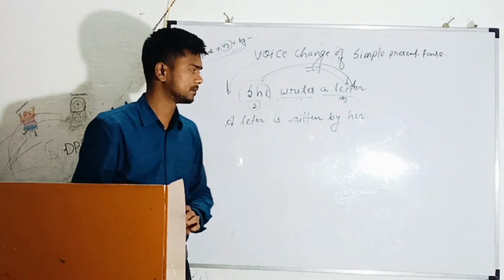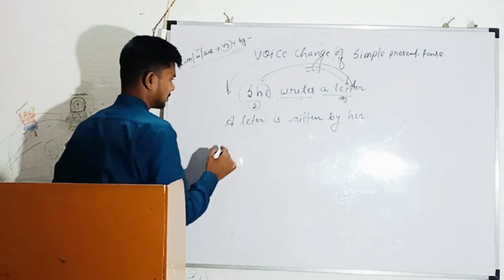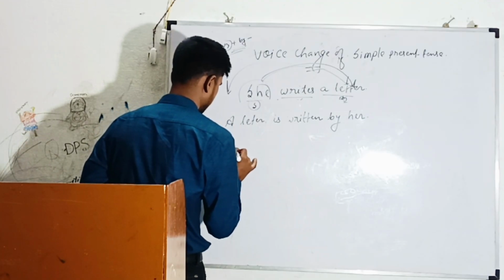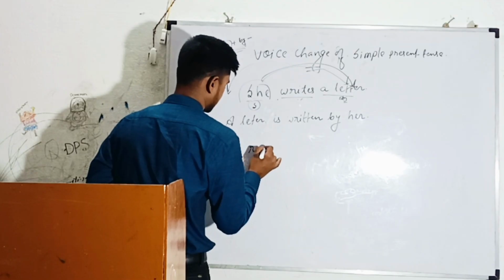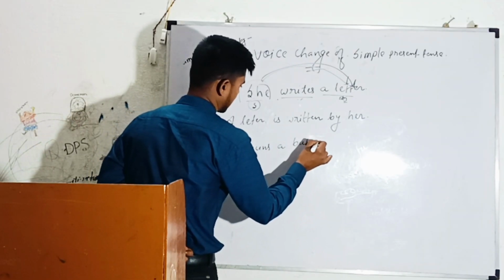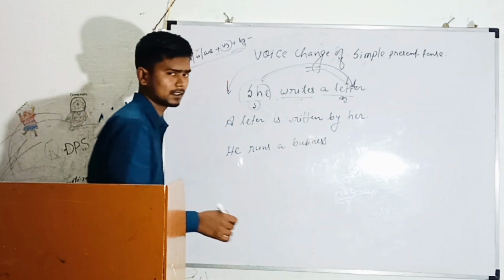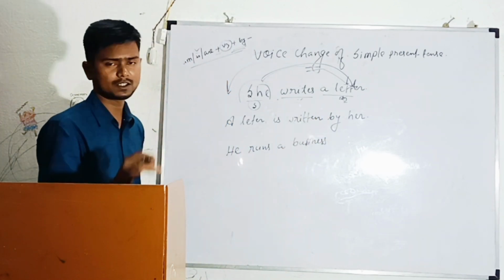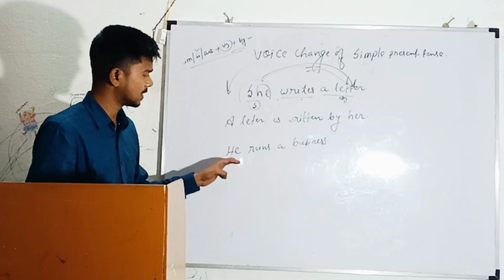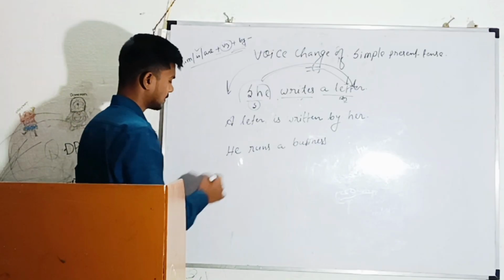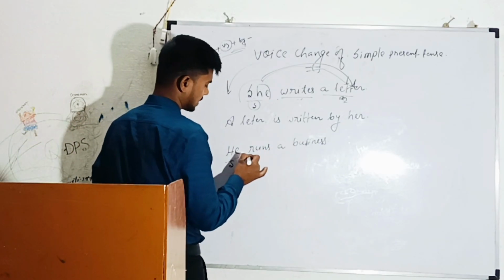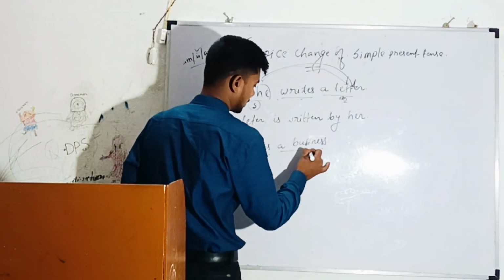Now let me write one more sentence. He runs a business. This one is also in simple present tense. Following the same process, we will change it into passive. Let's identify the subject. Who runs the business? He. So it is the subject, this one is the verb, and this is the object.